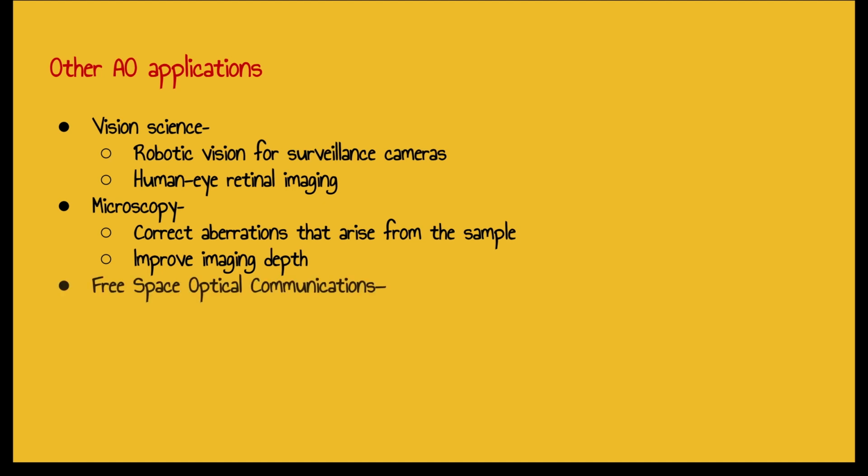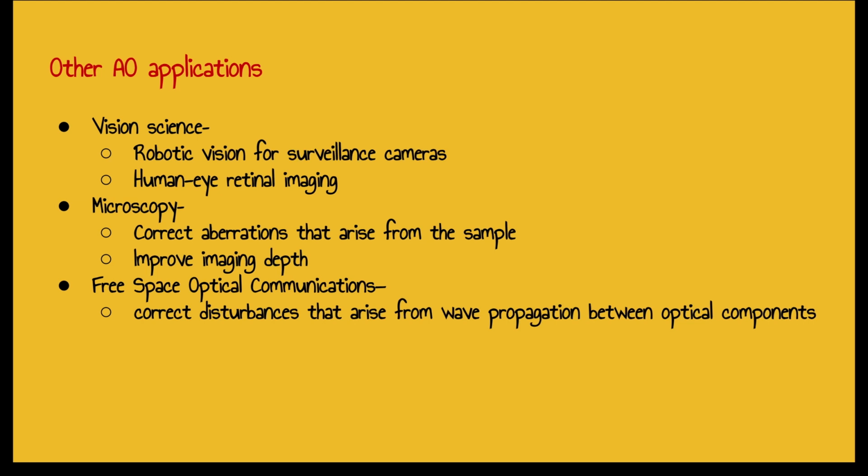Another application is free space optical communications, which is based on the transmission of light through an area of free space to transmit data. This uses horizontally propagating waves between optic components. This often leads to a high degree of turbulence and distortion of the light waves in the free space region. Adaptive optics can correct these disturbances and improves the transmission of data over long distances. The use of AO can also provide an increase in the speed of the telecommunication system.